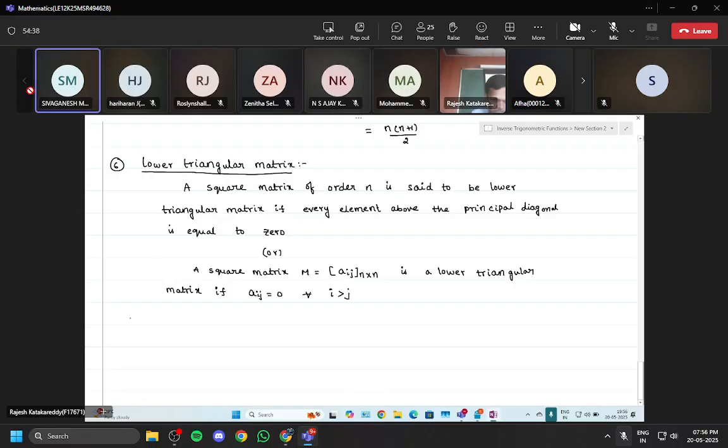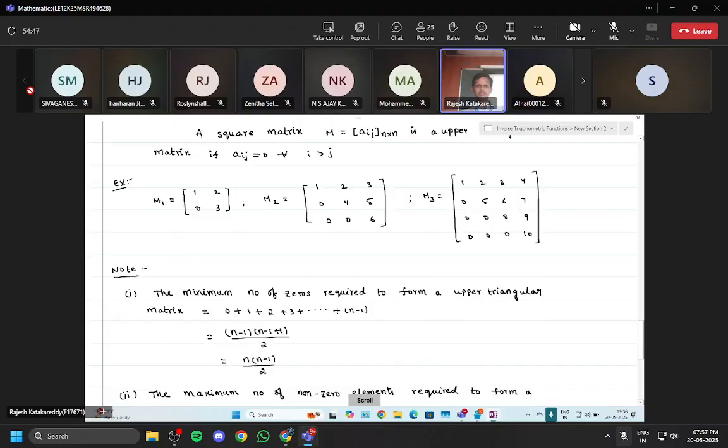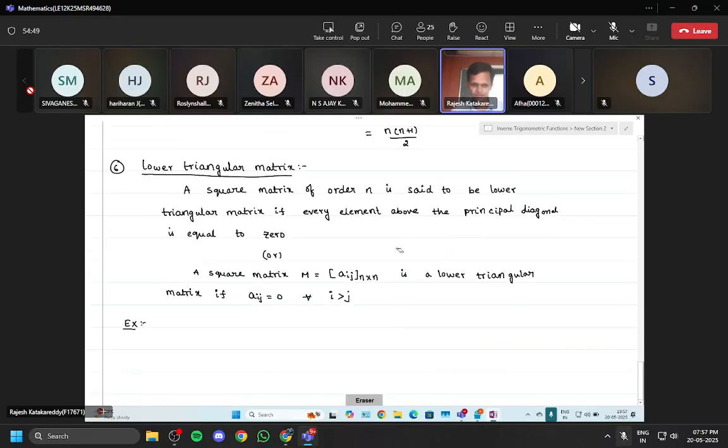Sir, i is less than j only, no, sir? For upper triangular matrix only, i is greater than j. One moment, what did I write here? Oh, sorry, then i is less than j.